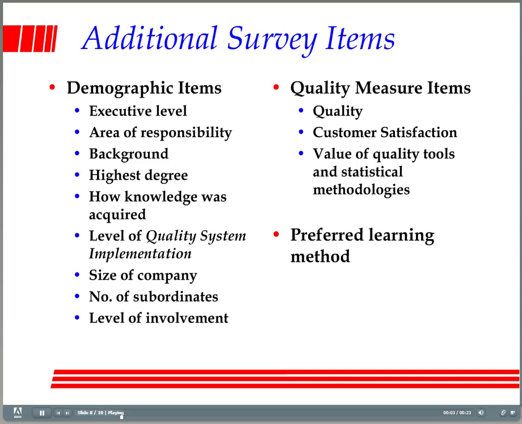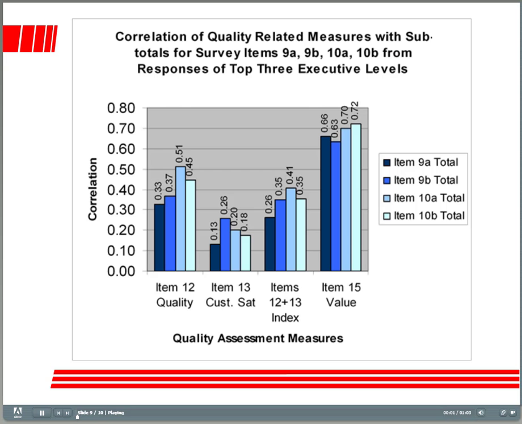Also on the survey, I asked some demographic questions, but there were two questions I asked related to quality and customer satisfaction. I asked the executives to estimate what they would say their customers would claim is the company or division's level of quality and customer satisfaction. One of the questions that I had was whether or not you could predict the quality or satisfaction level of a company based on the use of statistical methods and quality tools.